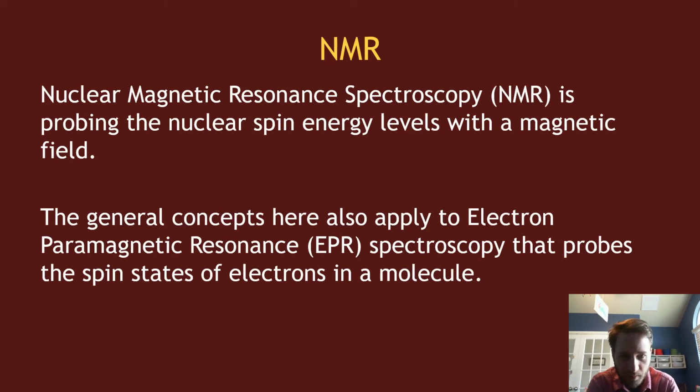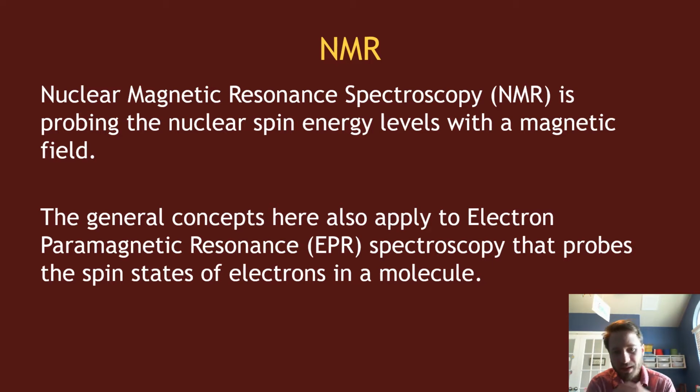So in NMR spectroscopy, what you're probing is the energy levels related with spin, the different energy levels depending on what your spin is in your molecule. Typically those energy levels are degenerate, and we'll talk about how one breaks that degeneracy and is able to probe those energy levels.